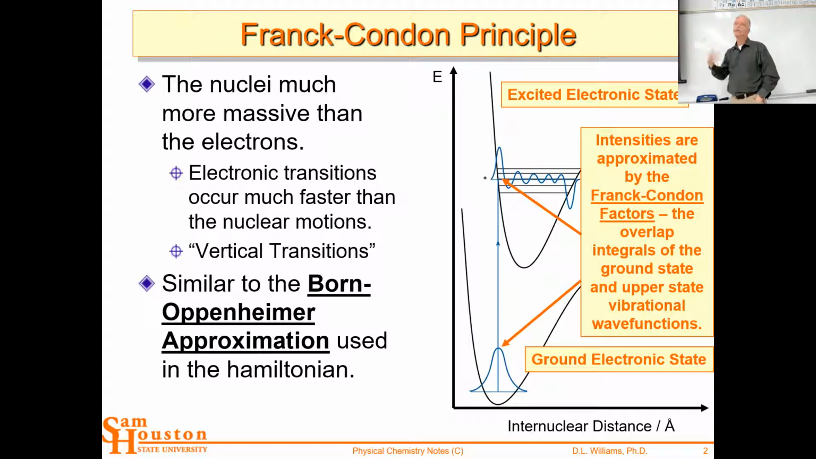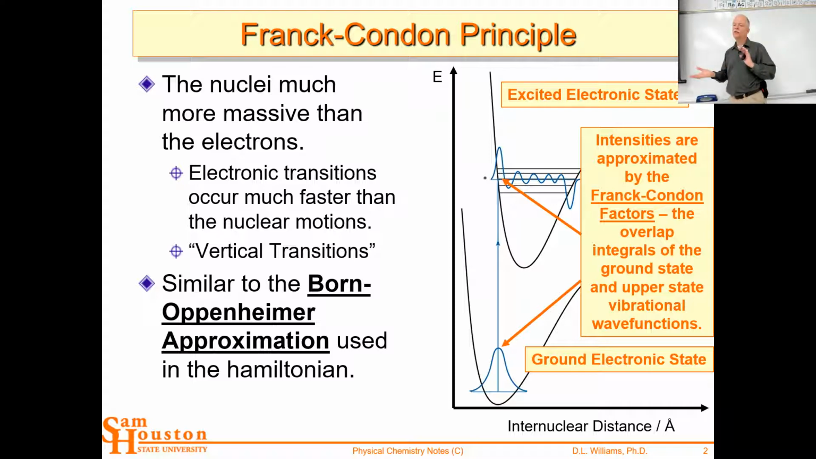But it's no different than the transition dipole moment integral. But in UV-Vis spectroscopy, it's called the Franck-Condon factor. And so that's what we have. This Franck-Condon factor calculates the overlaps of the wave functions and light. It's the transition dipole moment integral.